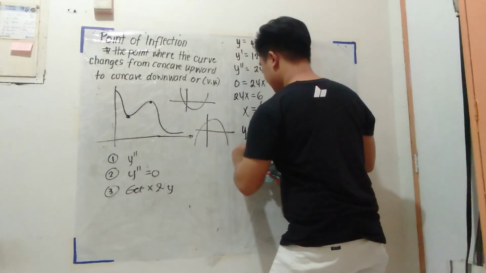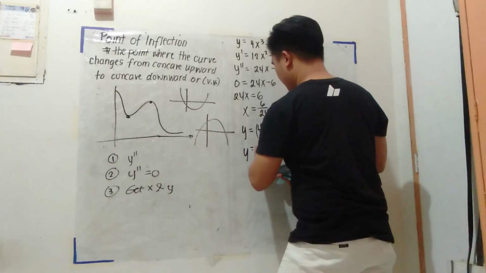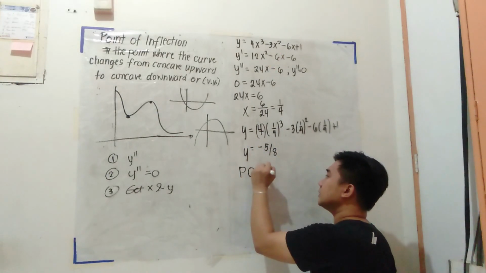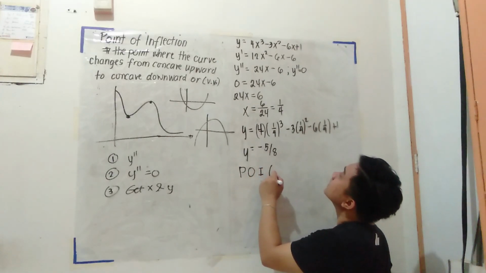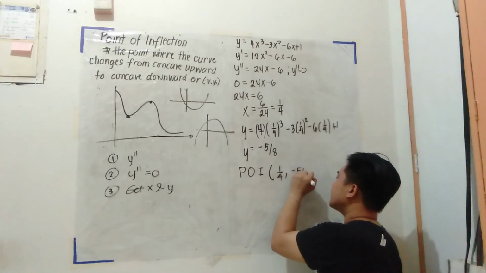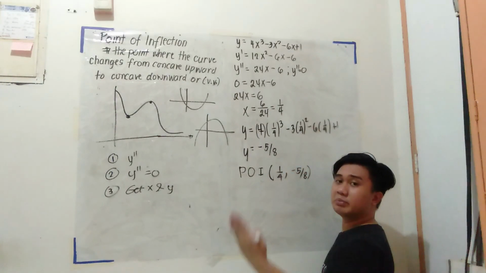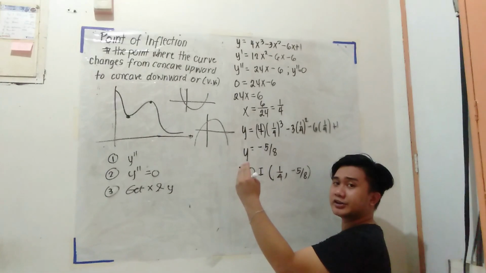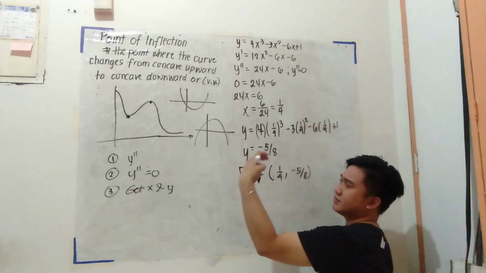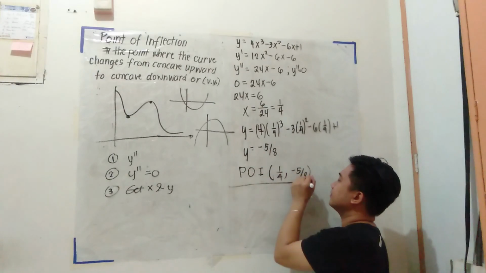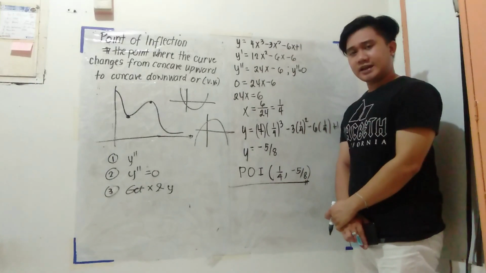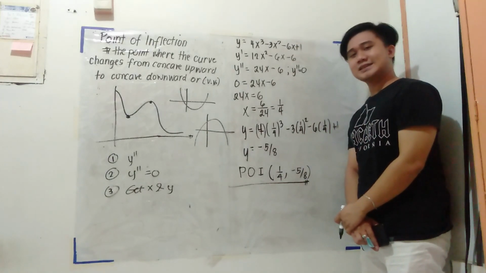So, y is equal to negative 5 over 8. So, our point of inflection is 1/4 and negative 5 over 8. So, sa point na ito, biglang nag-concave or nagkaroon ng changes sa concavity or sa curvature ng ating curve. Okay? So, ganyan lang po ang pagkuha ng point of inflection. So, for the meantime, please copy your notes.